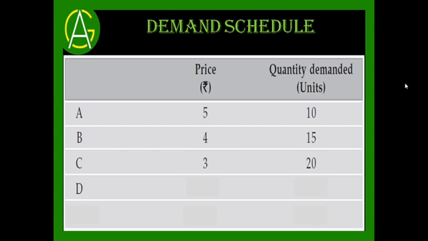At point D, when the price is further reduced to 2 rupees, the quantity demanded has become 35. And when price has become 1 rupee, the quantity demanded is 60. So we can say that as the price of a commodity is reduced, the quantity demanded is increased. And we can see in the opposite manner also, when the price of commodity is increased, in that case the quantity demanded is being reduced. So there is inverse relation between price and quantity demanded.